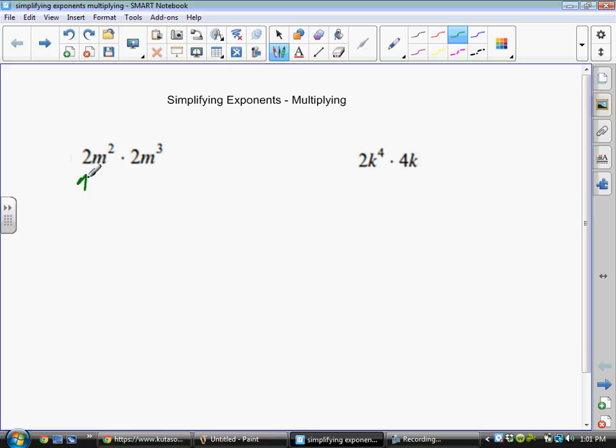Since it's multiplying, I'm going to multiply the big numbers, the coefficients in front, together. So this 2 times 2 is going to get me a 4. So that's how I'm doing this. 2 times 2 gave me the 4.